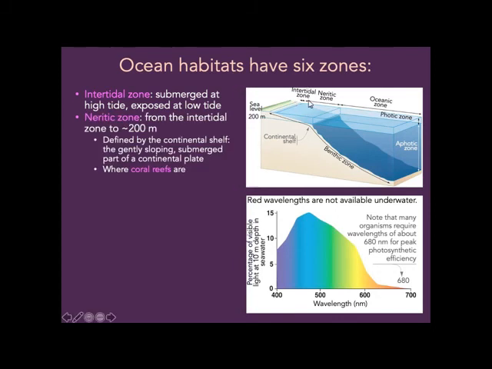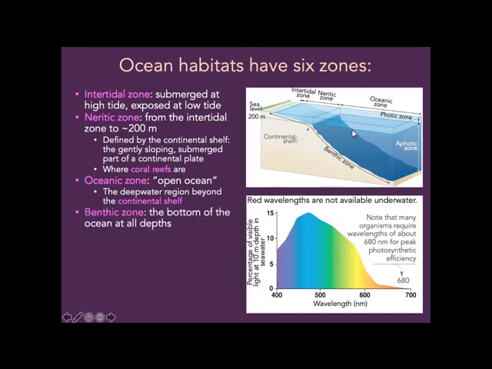The zone after the intertidal zone, before the continental shelf, is the neritic zone. And so it's kind of gently sloping, and it's underwater all the time. And the neritic zone would be where you would find something like a coral reef. Beyond that, beyond the continental shelf, is the oceanic zone. Okay? So that is where the deep water is.